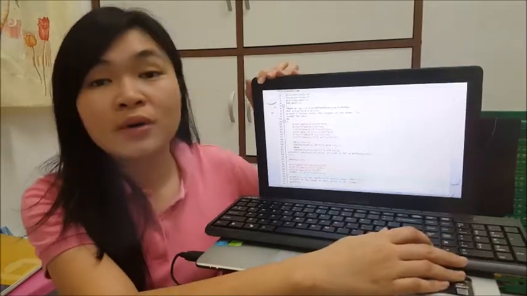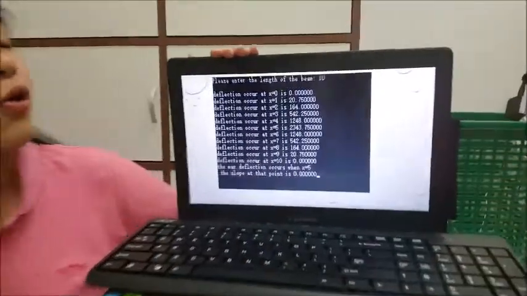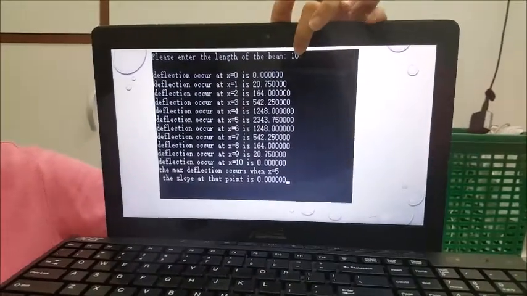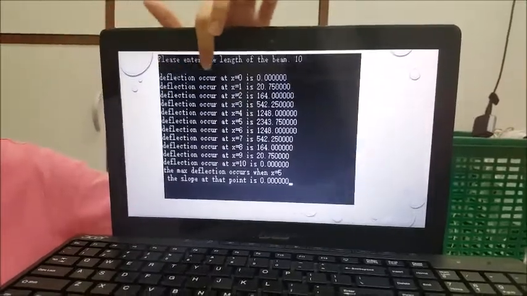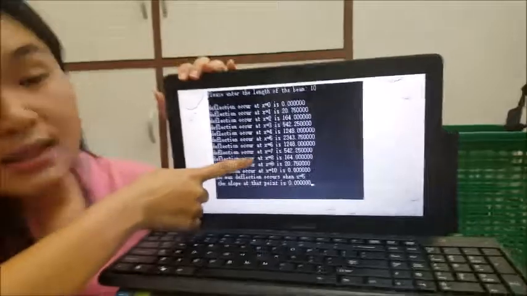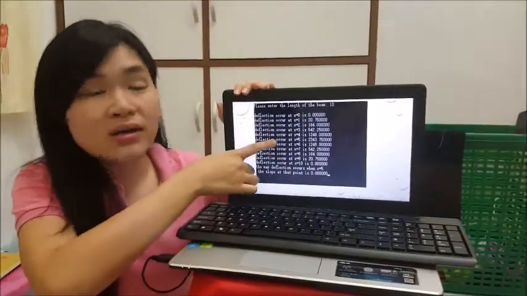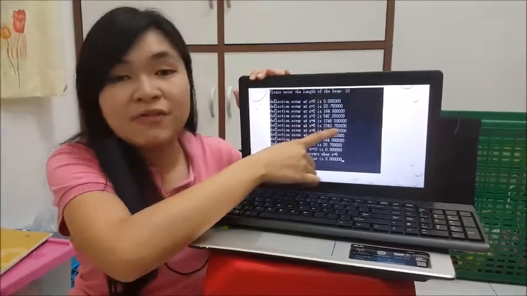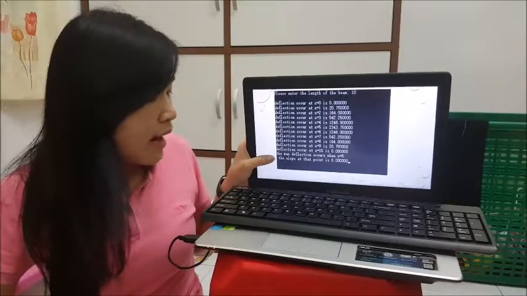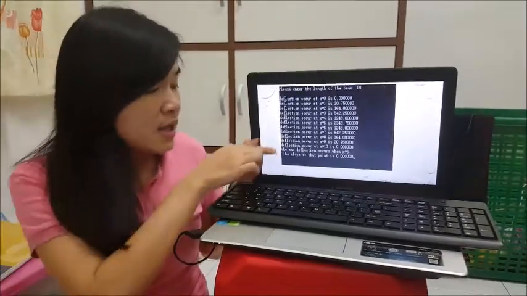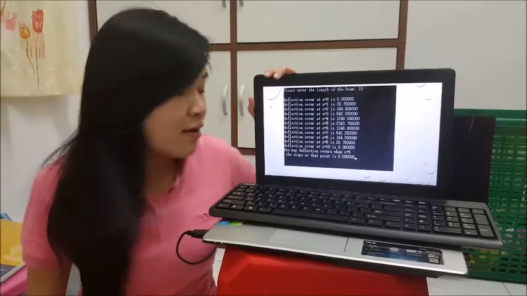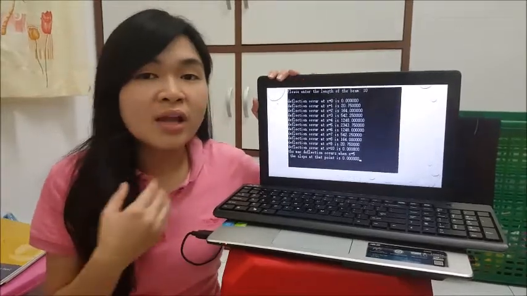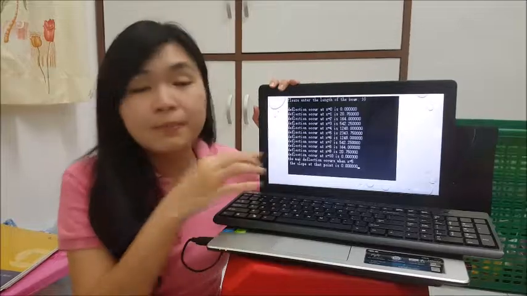Now I'm going to show the results from my program. Here, the length of the beam is defined by the user, which is 10 that I have inserted. The deflection occurring at each point is calculated. As we can see, the deflection occurring at x equal to 5 is the maximum, which is 2343.75. So here I have defined that the maximum deflection occurs when x is equal to 5, and the slope at that point, which is length over 2, from our general knowledge of solid mechanics, is equal to 0.